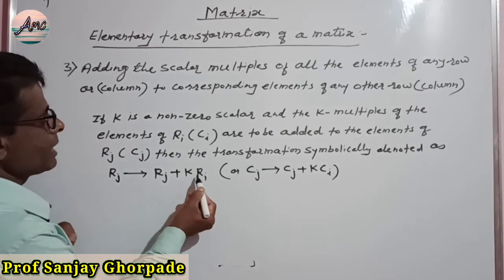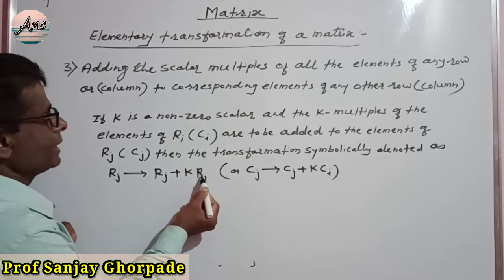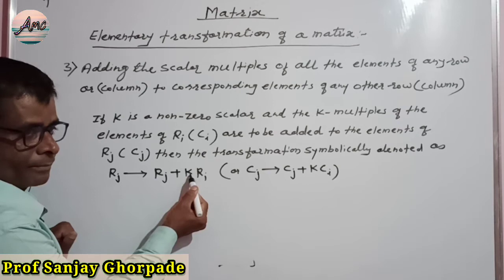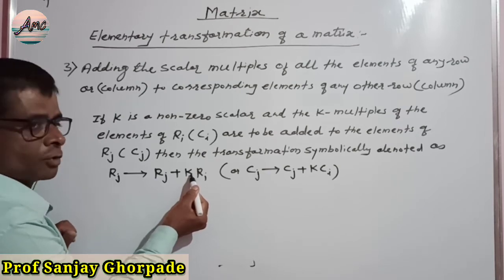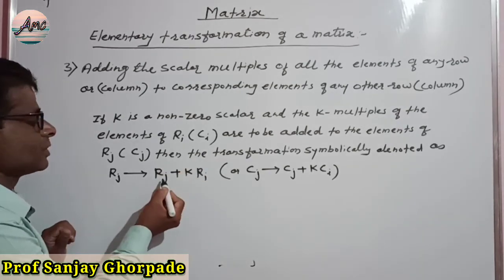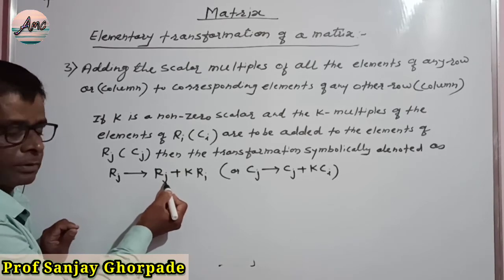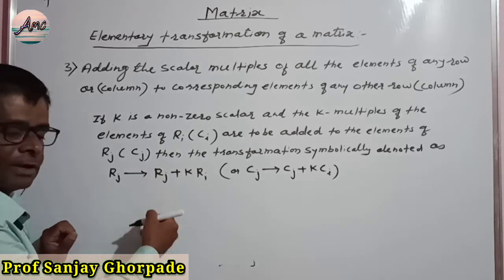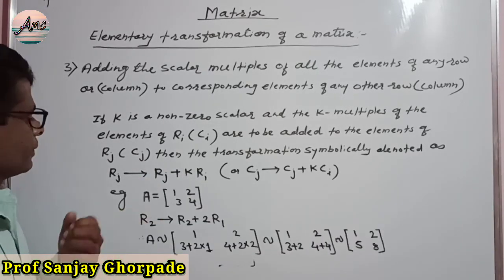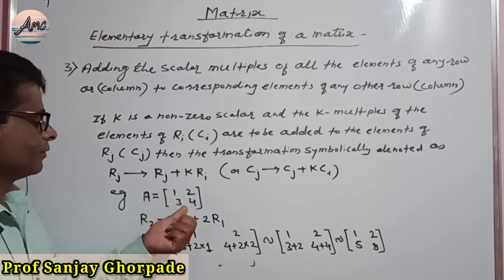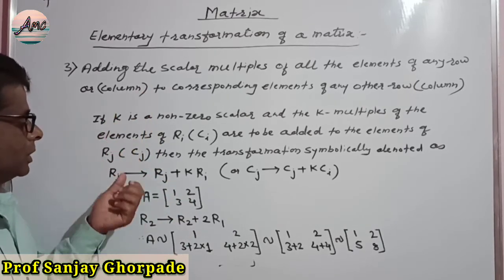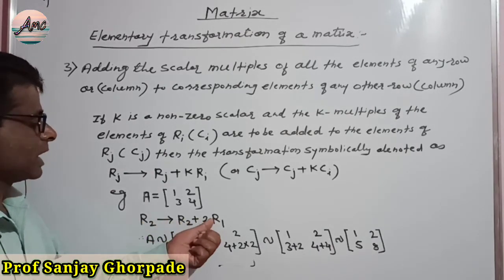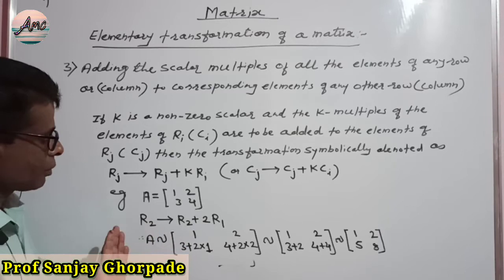First, each element of the ith row is multiplied by the constant k, and the product is to be added to the corresponding elements of the jth row. So this is the new jth row formed in a new matrix. Take one example, matrix A equal to 1, 2, 3, 4. Let us perform this row operation here: R2 tends to R2 plus 2 times R1. That means the new matrix which we are going to write here.